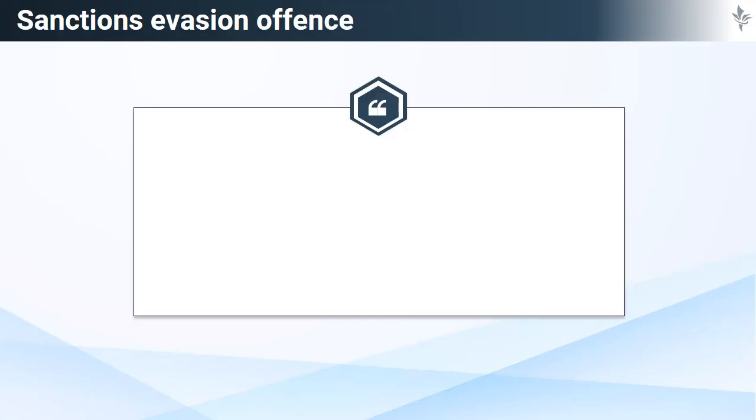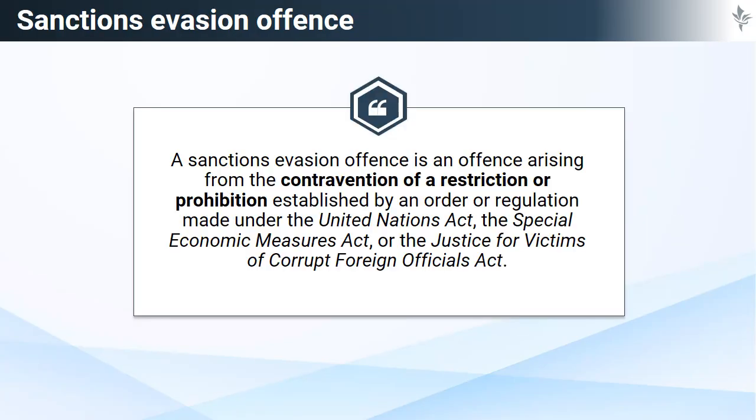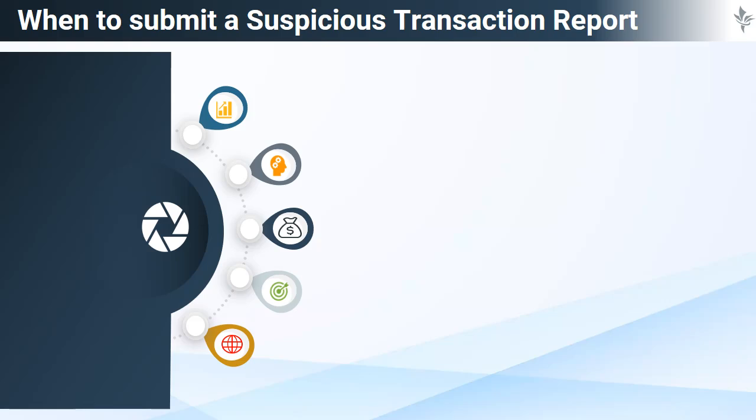A sanctions evasion offense is an offense arising from the contravention of a restriction or prohibition established by an order or a regulation made under the United Nations Act, the Special Economic Measures Act, or the Justice for Victims of Corrupt Foreign Officials Act. Now that we've covered different types of offenses, let's explore when you should submit a suspicious transaction report.